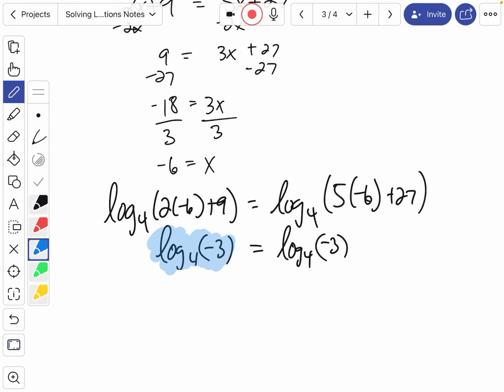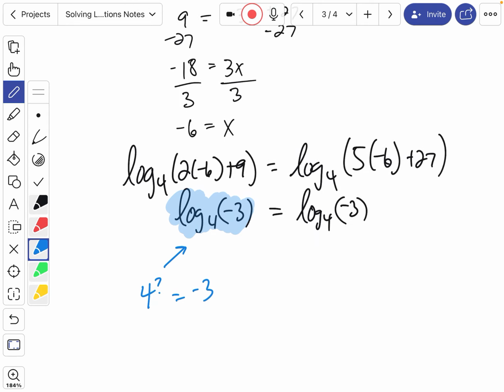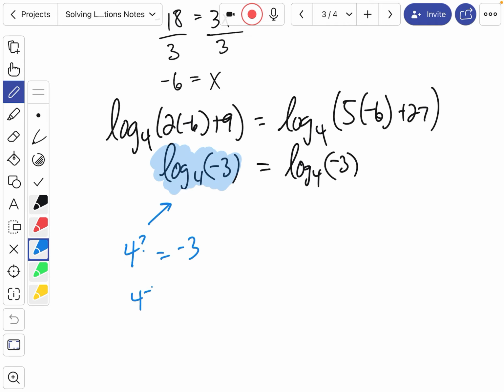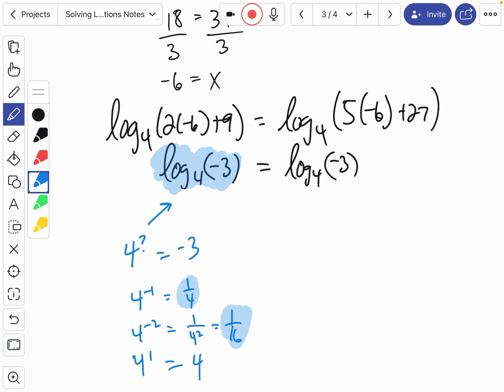Because what this is saying is, 4 to what power is negative 3. And so you might think, well, it's got to be a negative number, because let's say we did 4 to the negative 1. Well, actually that's 1/4. If I did 4 to the negative 2, that's 1 over 4 squared, which is 1/16. So no matter what exponent you put, if I try a positive number like 4 to the first, that's 4. The problem here is every single number that we get for an answer is positive. Well, we're never going to get something that is equal to negative 3.